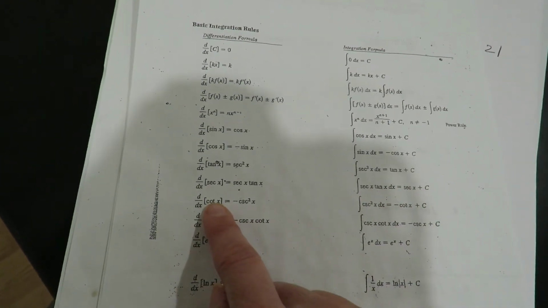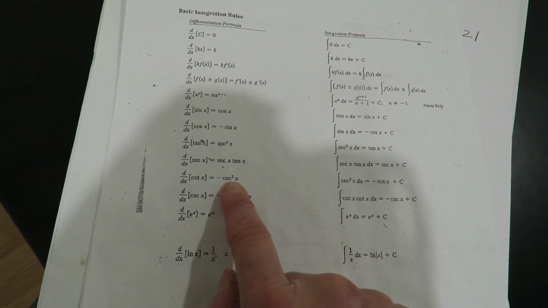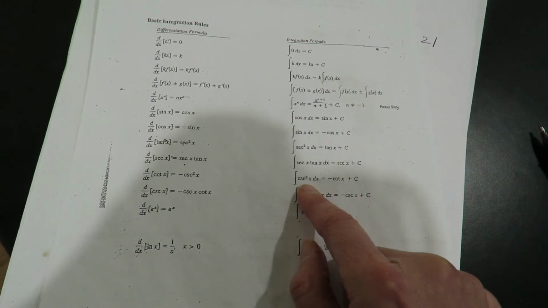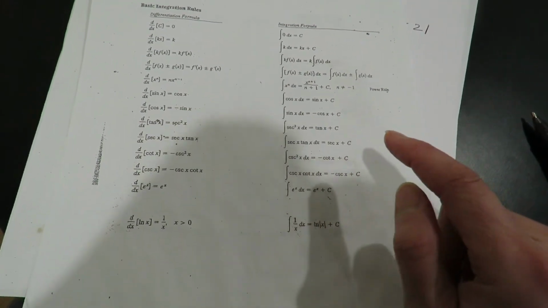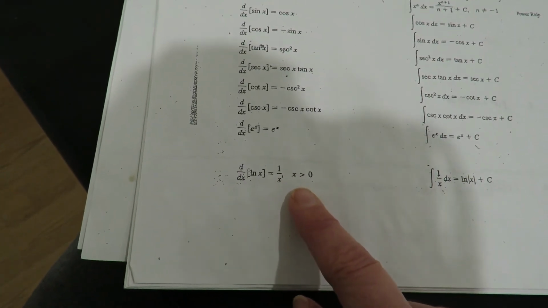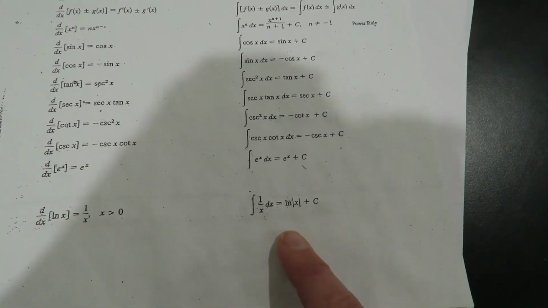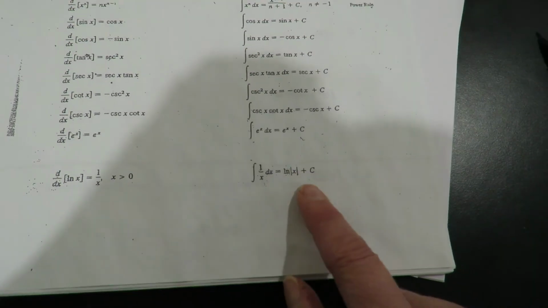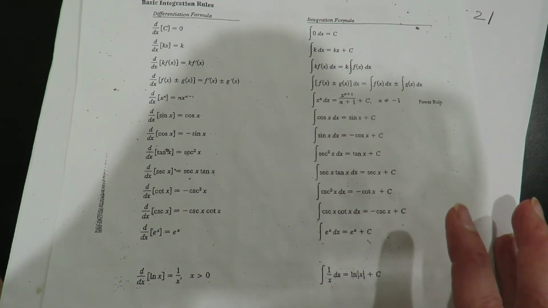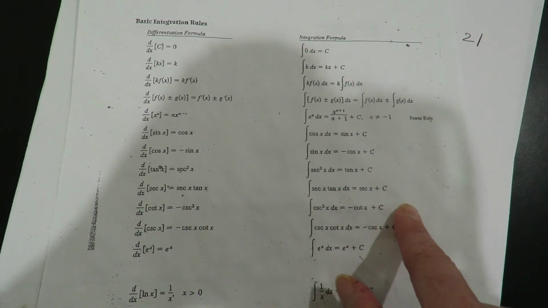Like the derivative of cotangent is negative cosecant squared. Oh, this is going to get a little confusing because the negative will be on the other side. But then the integration of cosecant squared will be negative cotangent. And if the derivative of logarithm is 1 over x, then the integration of 1 over x is the log. So again, you may want to just pause this for a second and wrap your brain around what the opposite is if you go in the opposite direction.